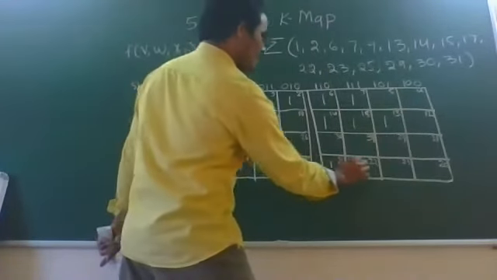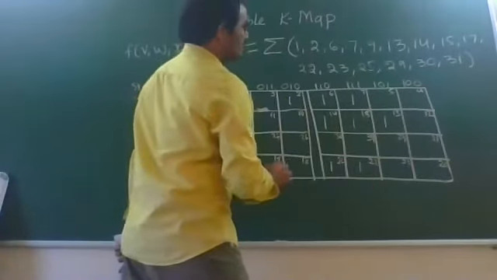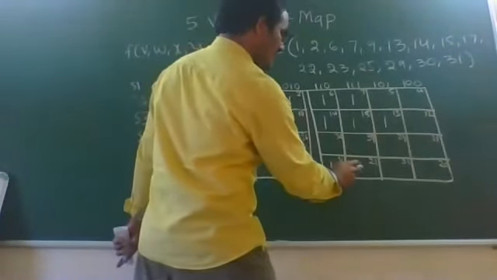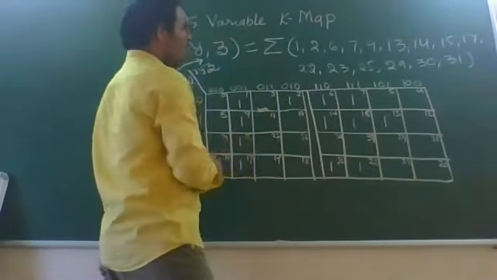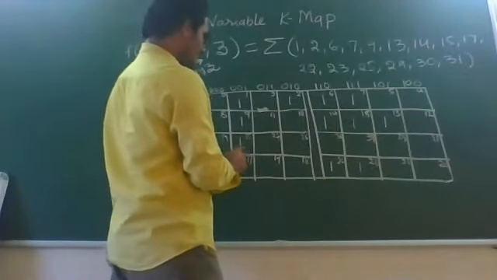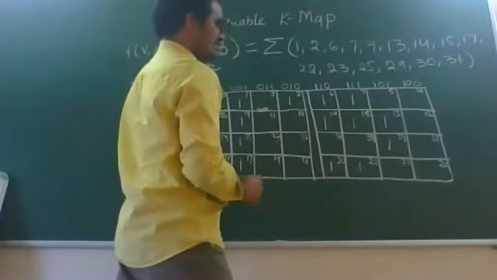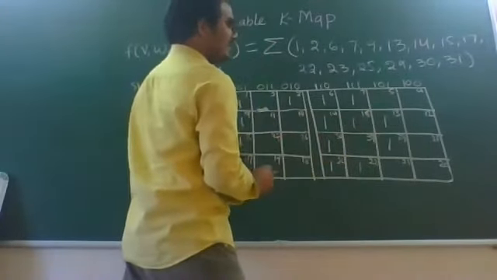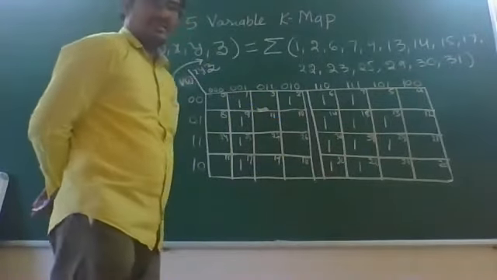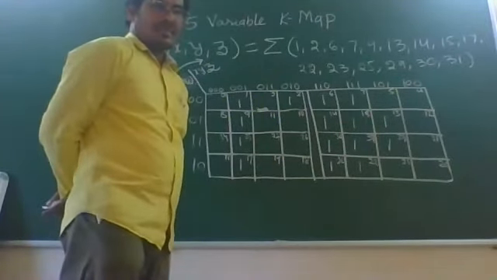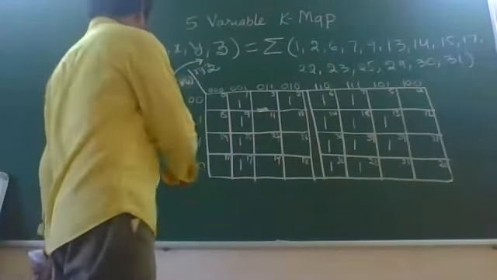22, 23. After 23 it is 25. After 25 we have cell number 29. After this 30 and after this 31. So the next step is also over.